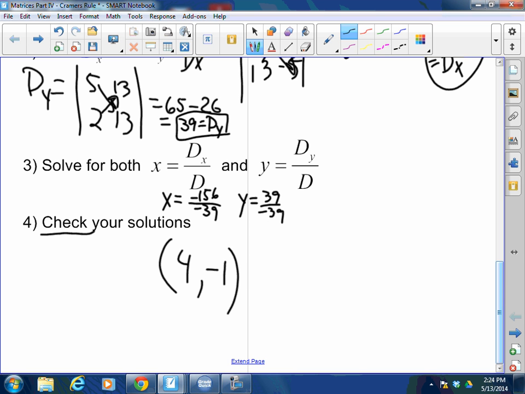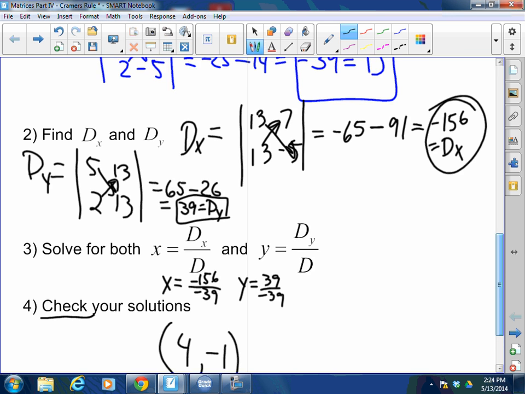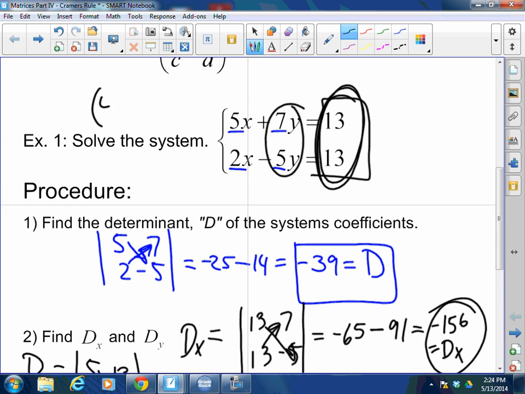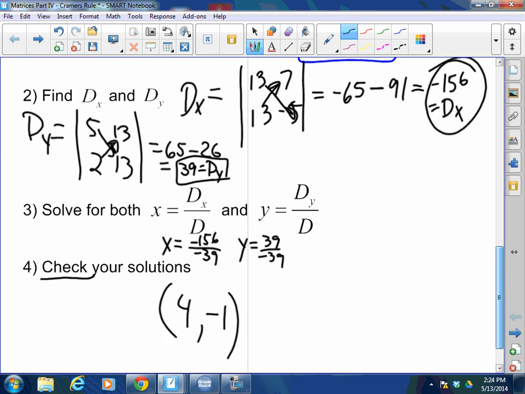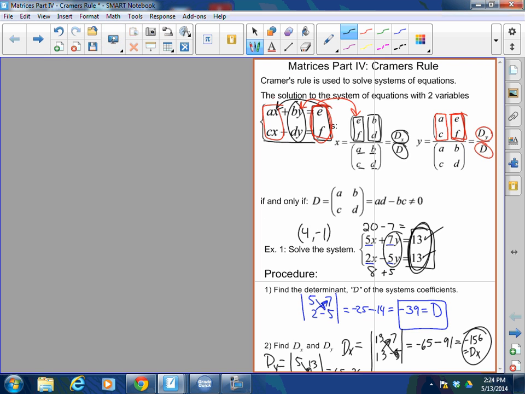Now, you can check your solutions if you want. x is 4 and y is negative 1. Let's see. 20 minus 7, does that equal 13? 8 plus 5, does that equal 13? And that is how you solve using Cramer's rule for a 2 by 2.